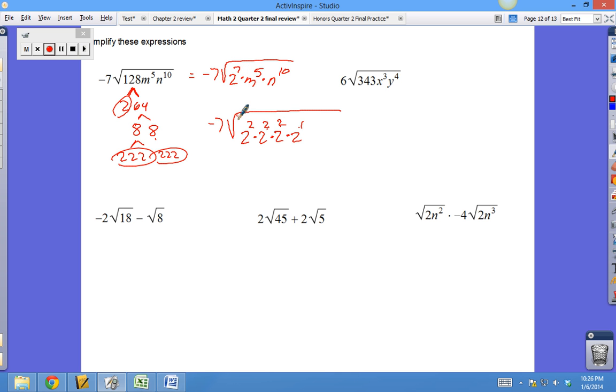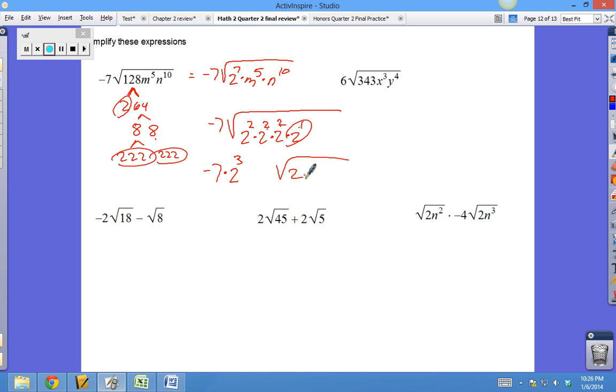And this square root is going to undo each of those squares. So on the outside I got a negative 7. And anything that gets undone is going to be multiplied to this negative 7. So I know that each of these 2's is going to get undone. So I'm going to have 3 of them out there that get undone. And on the inside, this one stays under. Not enough for him to become undone.